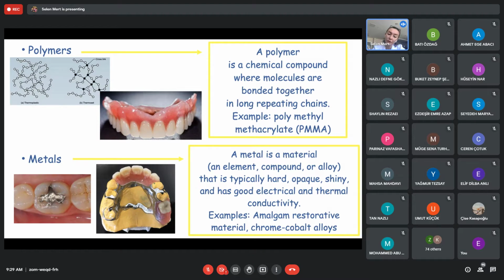And in the right picture, you see a removable partial denture, where we replace some missing teeth with a removable prosthesis. And the substructure of this prosthesis is a chrome cobalt metallic substructure, chrome cobalt alloy. So we use metals in the mouth very frequently.